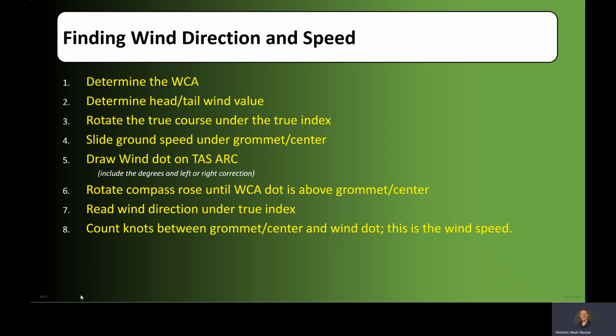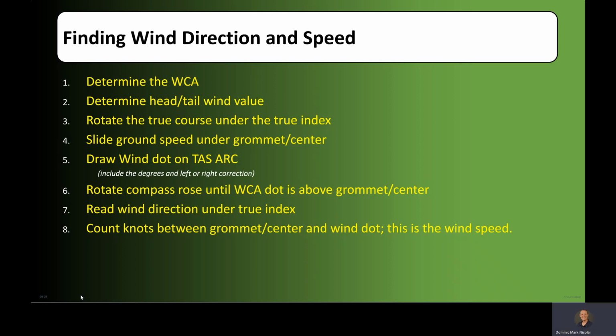So step number one is to determine the wind correction angle. Number two, I like to do this. It's not part of the actual process, but it helps me double check my answer at the end. Do I have a headwind or a tailwind?